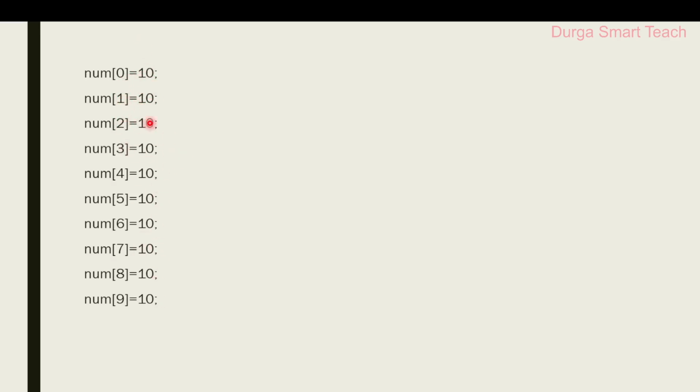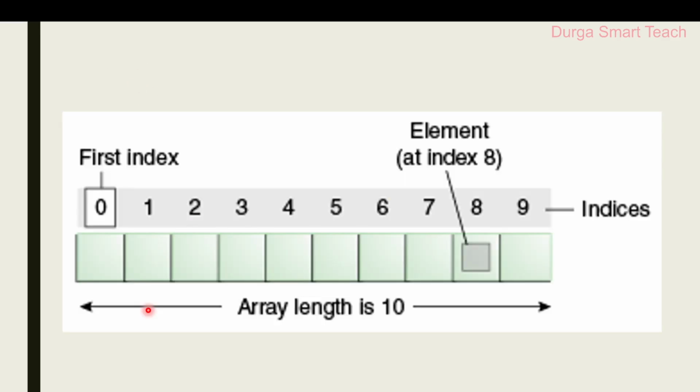So I mentioned only 10 here. If you want, you can change the values. Okay, so in this way you can store the elements. So this is the structure of an array. The elements are stored in an indexed format. The array index always starts with 0 and ends with size minus 1.